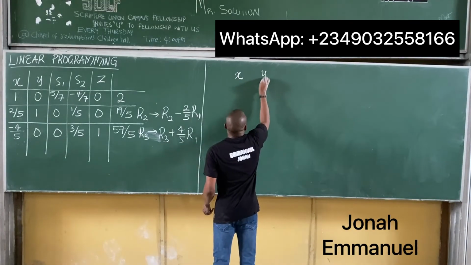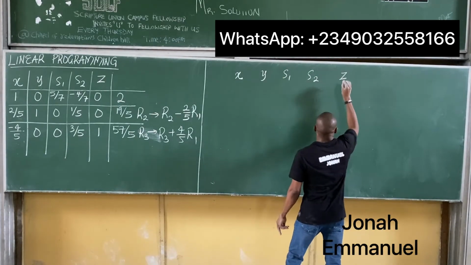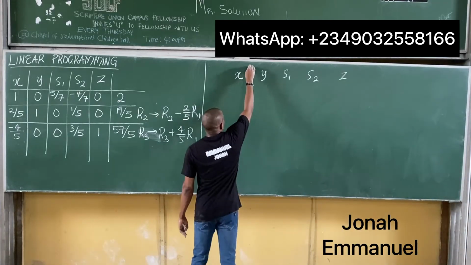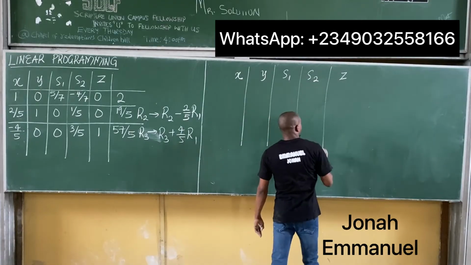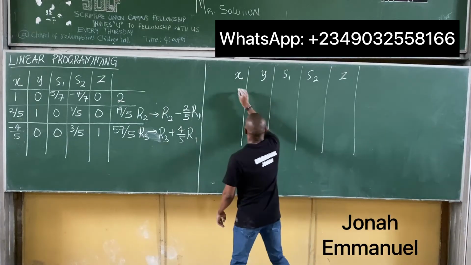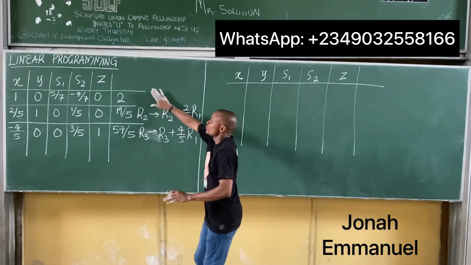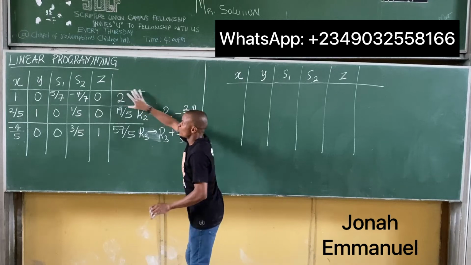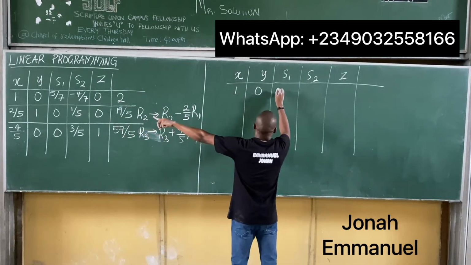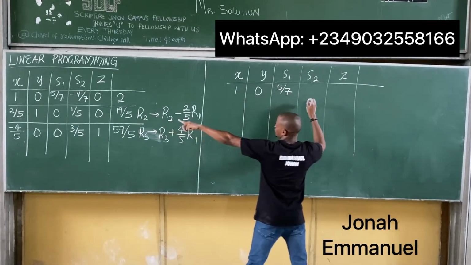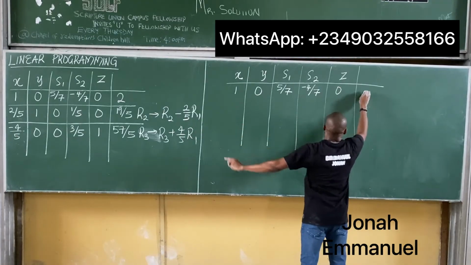X, Y, S1, S2, Z. So I have this, and this. Right. So I have this one there. Don't forget, we are not working with 1. So simply bring down this one, attach it here. It becomes what there? 1, 0, 5 over 7, minus 4 over 7, 0, and 2.